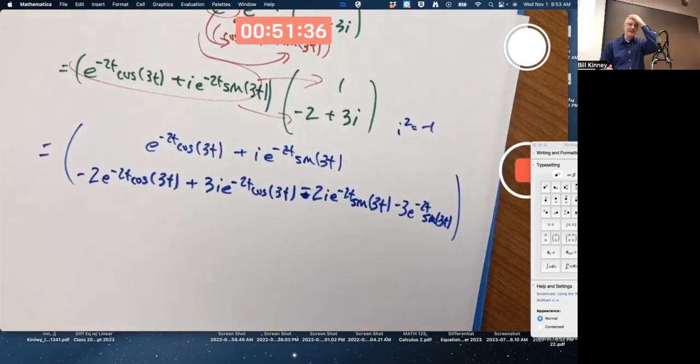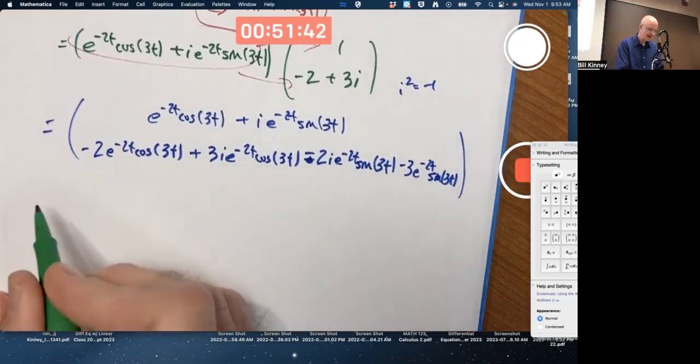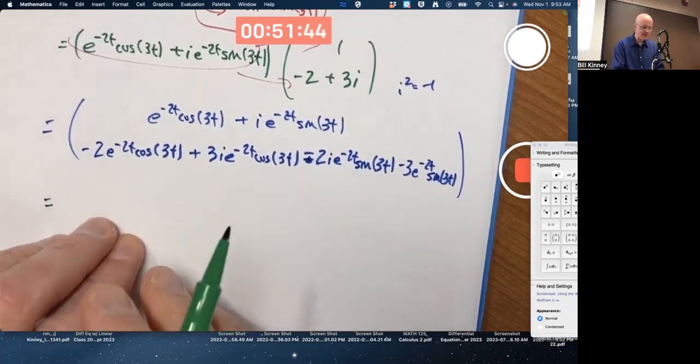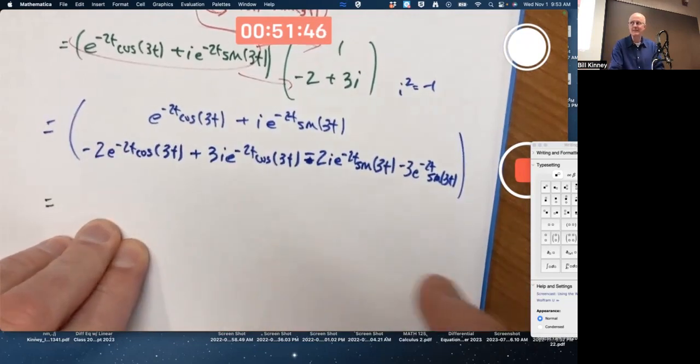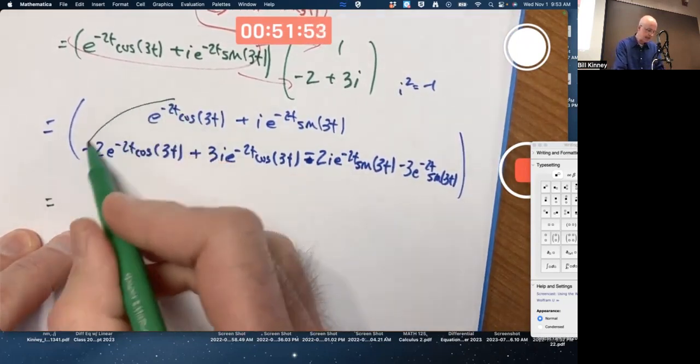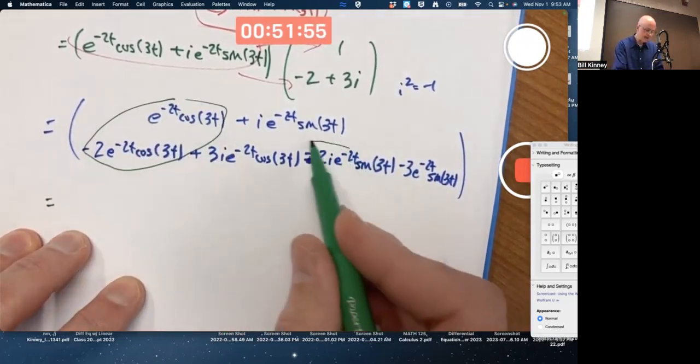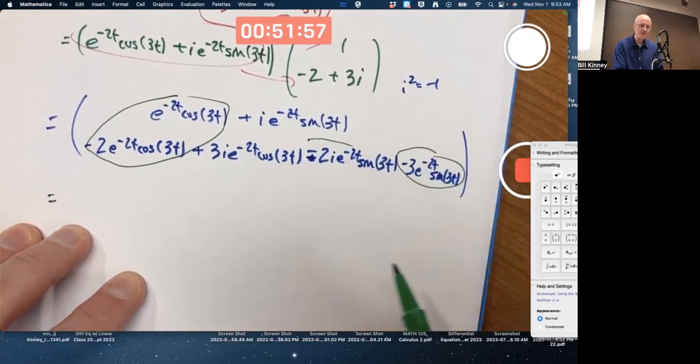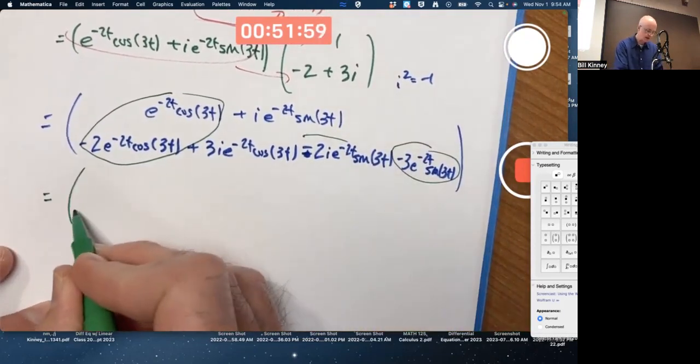We're done? No, because we want a real solution. We want to get rid of the i's eventually here. Write this as some real vector plus i times some other real vector. What things don't involve an i? Those things, and this thing, don't involve an i.